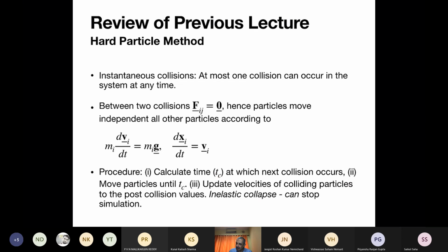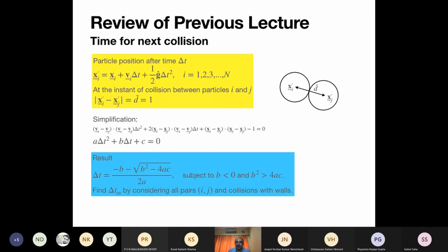I'll also show you that if the density becomes too high, then you can go into inelastic collapse, where the time between collisions becomes smaller and smaller. In a sense, you will get an infinite number of collisions in a finite time, like we saw in the example of inelastic collapse.